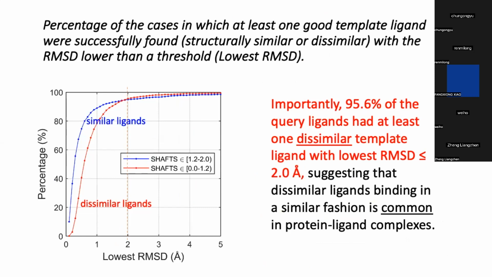Here, the horizontal axis shows the RMSD criterion for what we call a good prediction. If we take an RMSD of 2 angstrom as the definition of a good prediction, then you can see that for more than 95% of the cases, you can find at least one dissimilar template that binds in a similar fashion. So basically, this figure shows that dissimilar ligands binding in a similar fashion is not rare.